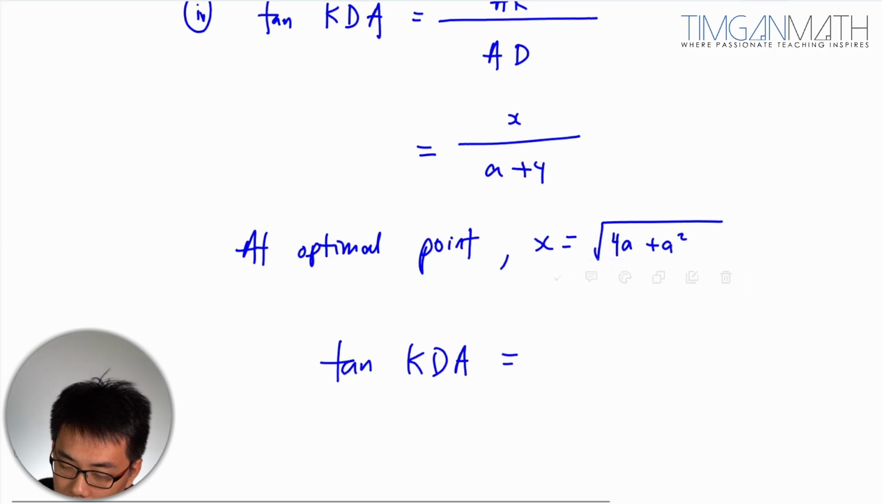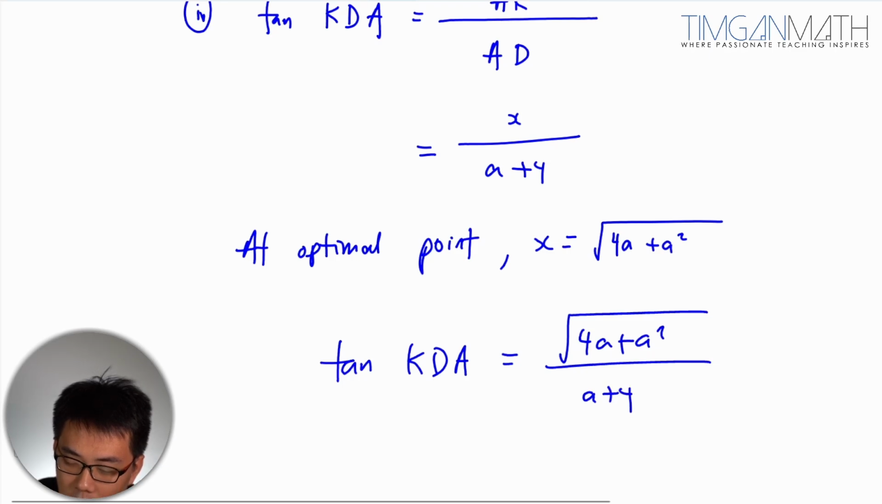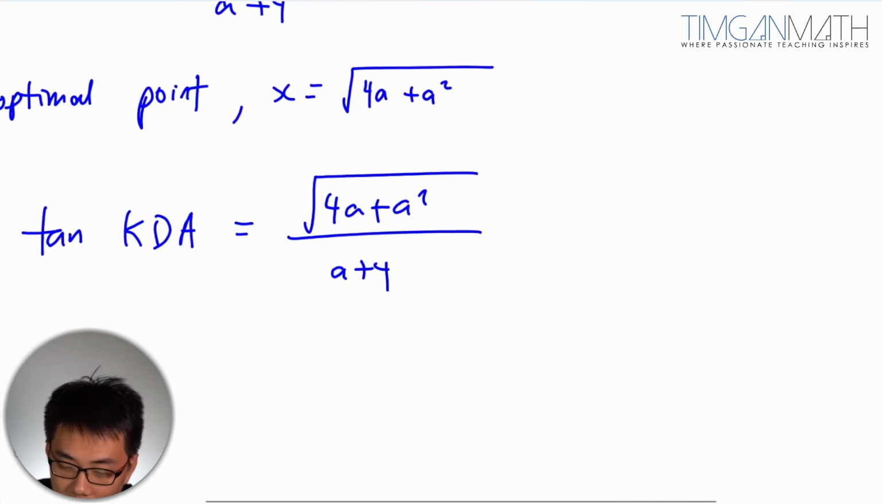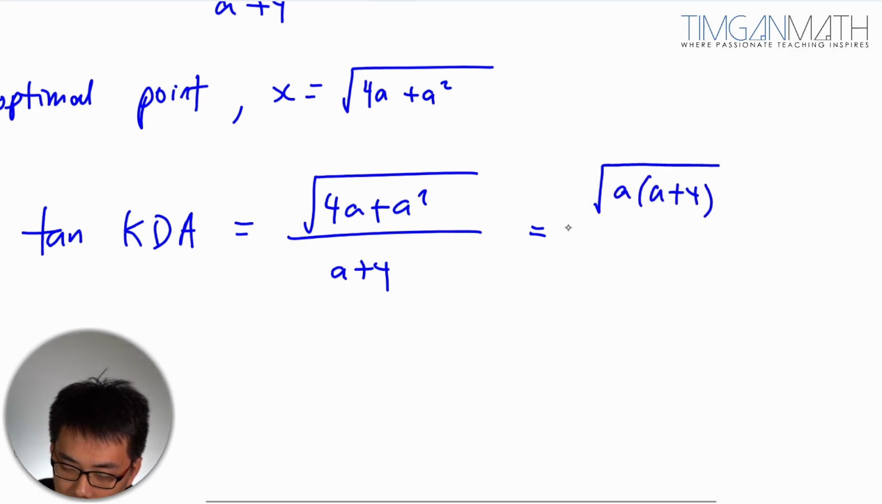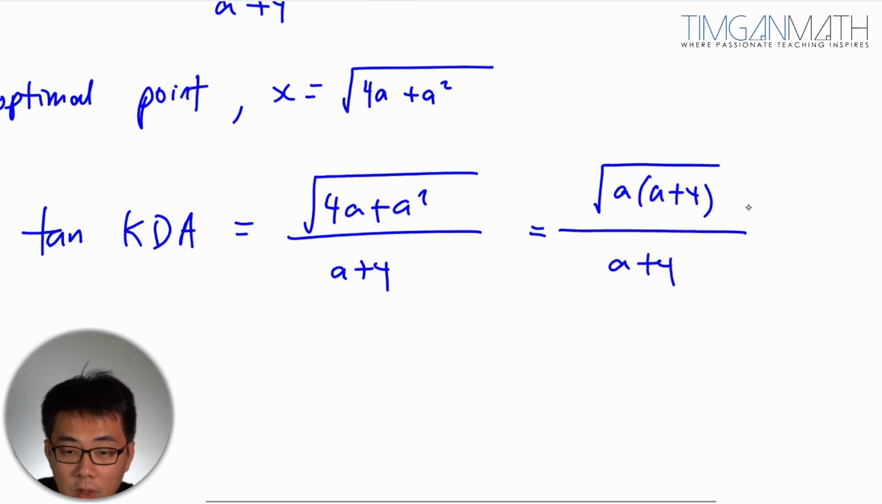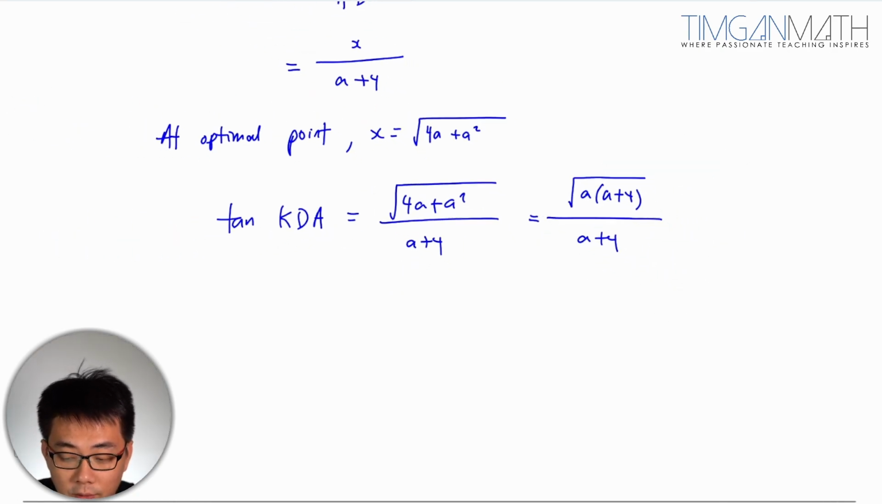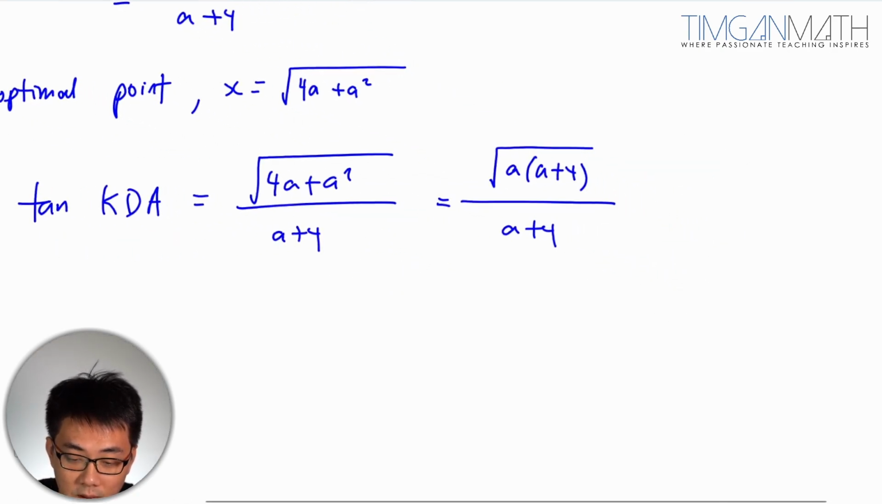Okay, so this would be 4a plus a square over a plus 4, a plus 4. So we need to essentially find the square root of this. One of the neat tricks that you could do is to just square and just square root.